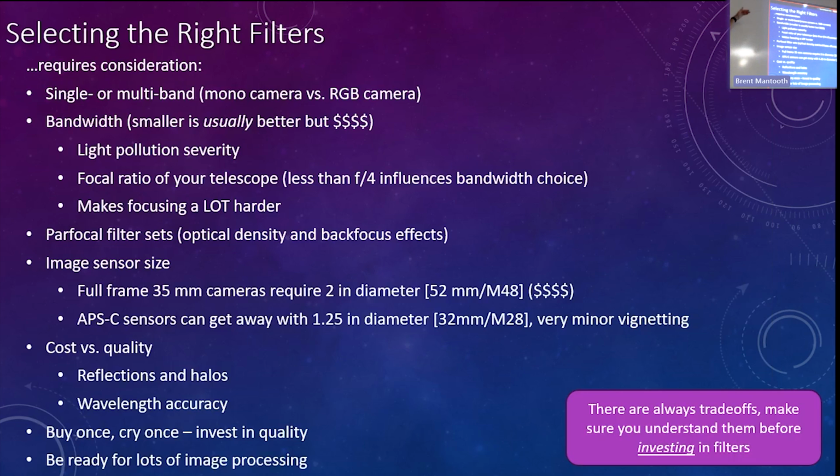So selecting the right filters, we've hit a lot of the topics. You can get multi-band or single pass filters. You need to think about your light pollution, the type of camera that you have, and just be aware that the narrower filters come with difficulty costs. Be aware of parfocal filter sets. Try to get them all from the same place. It'll make your life a lot better.